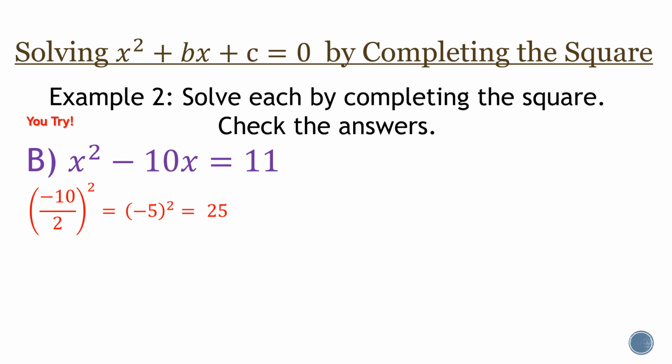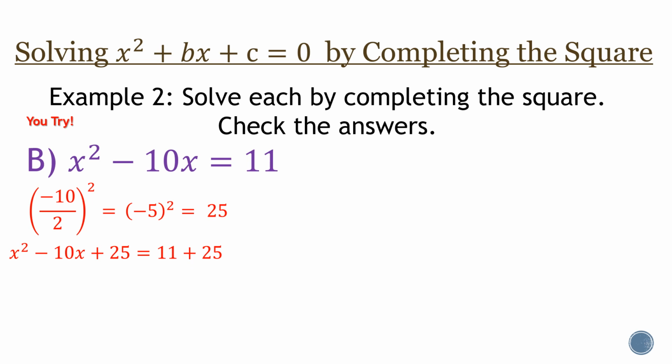Again, looking back at that flow chart, we know that our second step is to add that c value we just found to both sides of our equation, because again, what I do to one side, I do to the other. So I would have x squared minus 10x plus 25 equals 11 plus 25. I should have, again, 36 on the right, but we'll look at that on our next step.